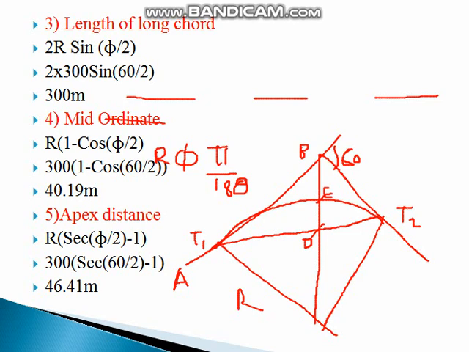Then the apex distance is the distance from B to E. The formula is R times the bracket sec phi by 2 minus 1. So 300 into sec 60 by 2 minus 1, you get the distance 46.41. So this is the apex distance.